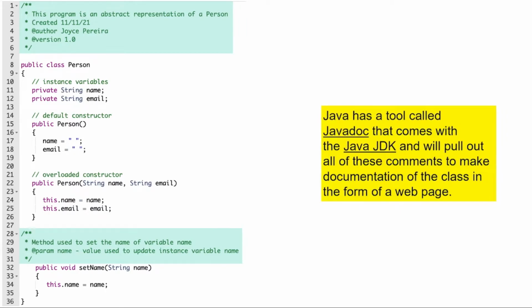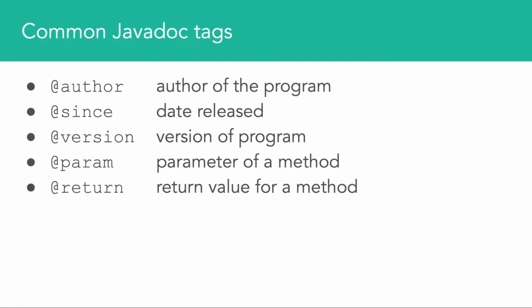Java has a tool called Javadoc that comes with the Java Development Kit and will pull out all of these comments to make documentation of the class in the form of a web page. Here are some common Javadoc tags. @author will represent the author of the program. @since is the date released. @version is the version of the program. @param is the parameter of a method. And @return is a return value for a method.